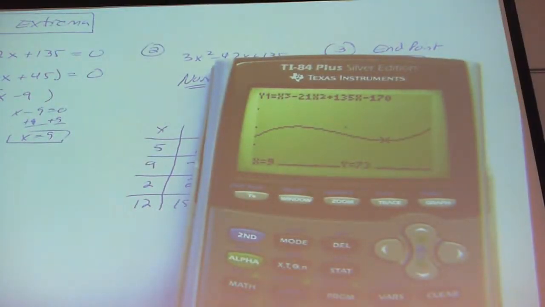Okay? Let's look at 5, 5,105, and 11, 105, what would they both be? Absolute maxes. Okay?